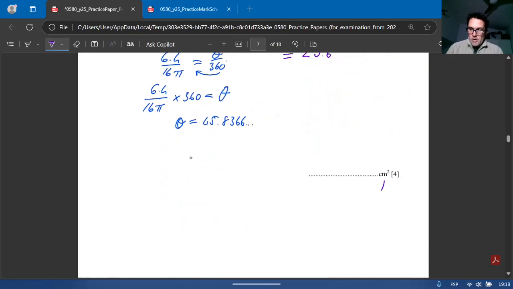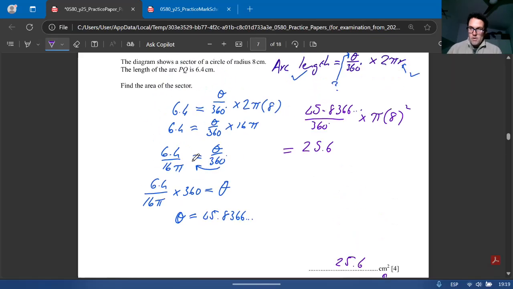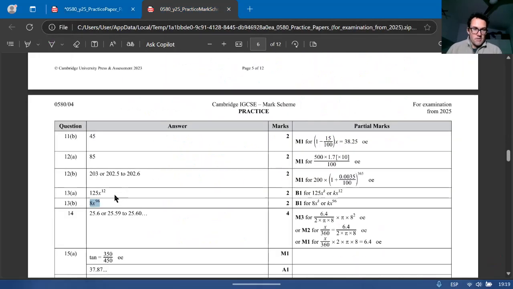They're very nice, they put the units for us there, so don't stress about that. 25.6 centimeters squared. Let's see if I got it right. Yes, 25.6, spot on. They do have some leniency if you did use a rounded answer, but be careful. If you don't have 25.9 something, if you have 25.58 or 25.61, then you're going to lose a rounding mark there.